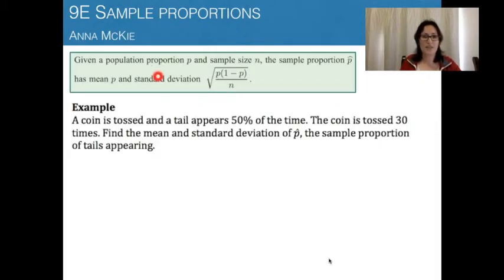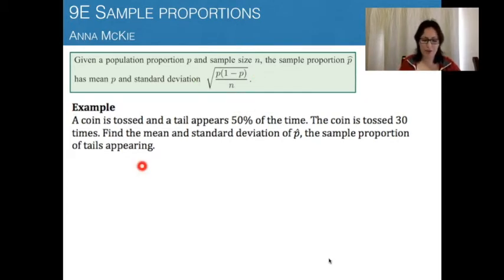Summarizing that, if we have a population proportion of p and a sample of size n, the sample proportion p hat has a mean of p, so it's the same as the population, and a standard deviation of this. So that gives us confidence that if you take a sample and you're trying to use that to estimate the true population proportion, so that might be the number of voters for Labor, your sample will give you a rough estimation, and here's the standard deviation for it.